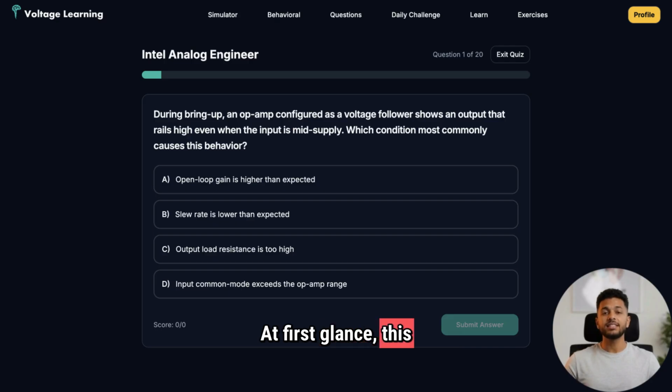At first glance, this can feel confusing. After all, a voltage follower is supposed to simply mirror the input. But the key insight here is that negative feedback only works if the op-amp is operating within its valid input range. Even though the circuit uses feedback, the op-amp's input pins still must stay within the device's input common mode range.